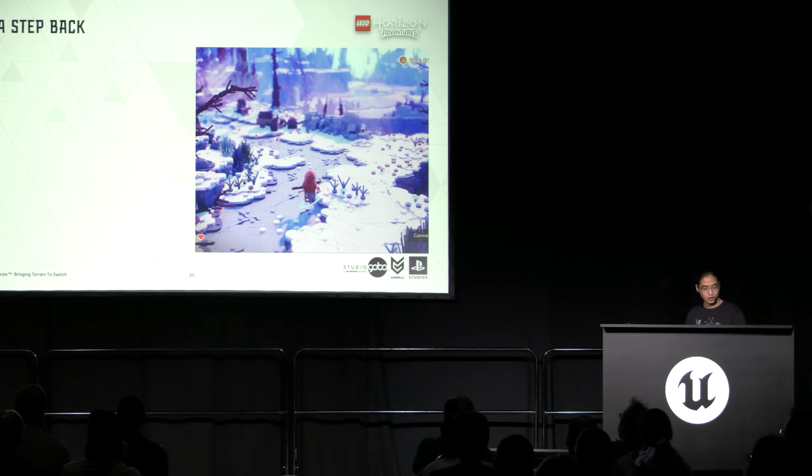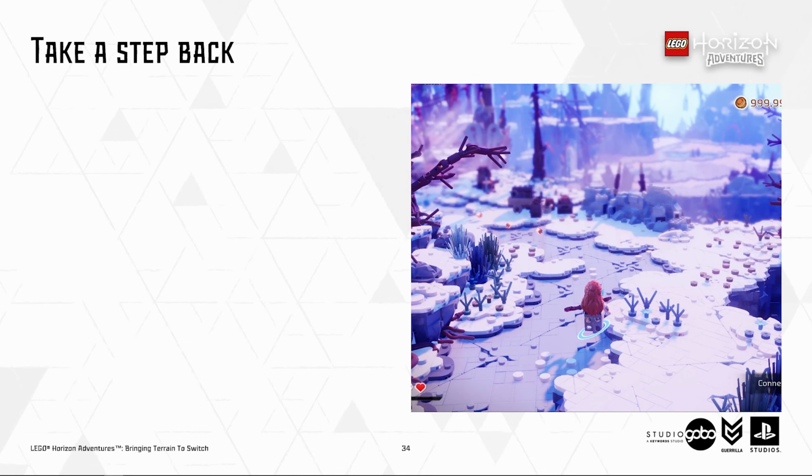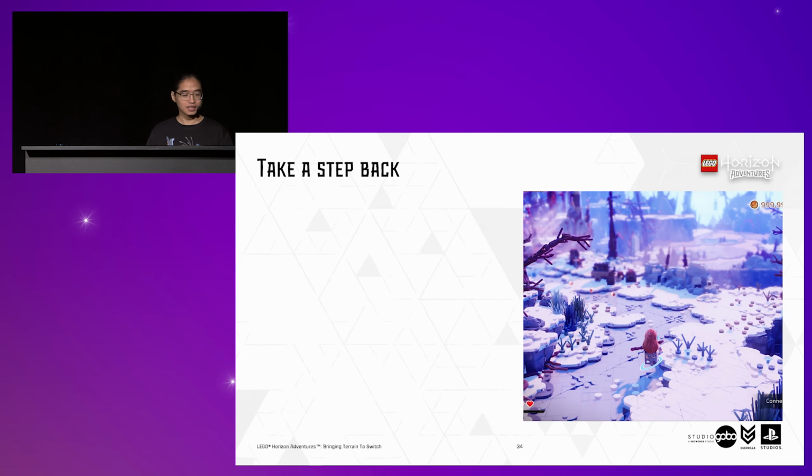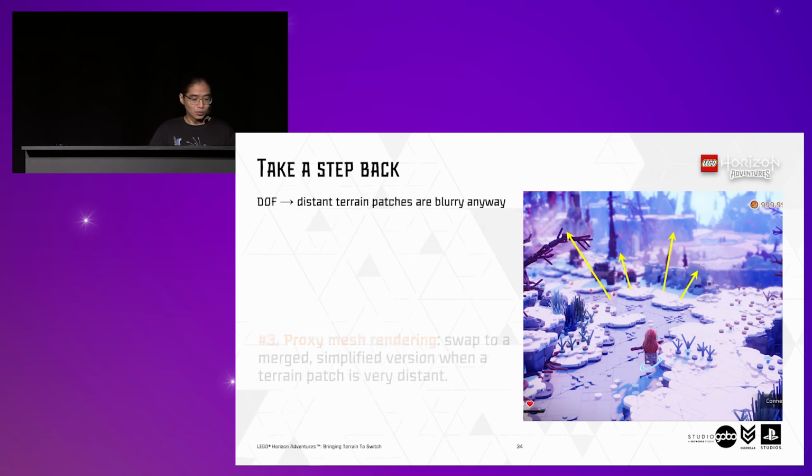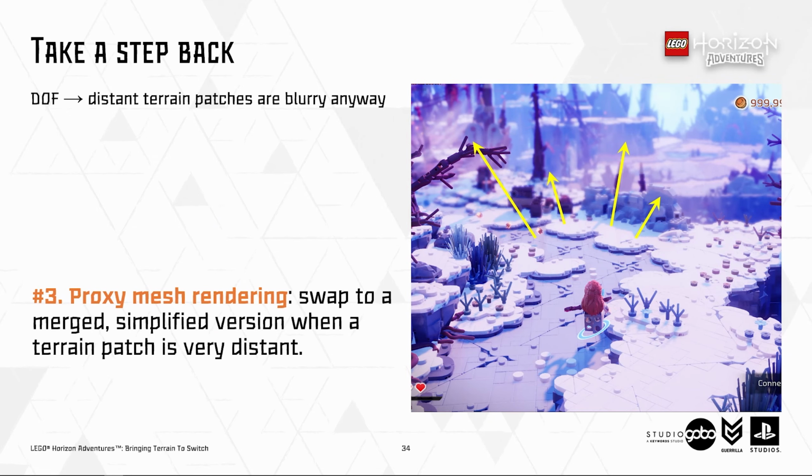So at this point, we took a step back and looked at our scene. Here is an example scene I have. Having the close-by terrain patches rendering in high detail is not an issue for us, but it is more of an issue for distant patches, and with the help of depth of field, they are going to be blurry anyway. So we set out to explore the third idea, which we call proxy mesh.